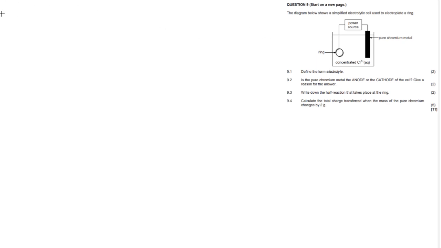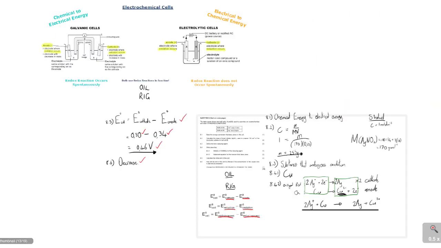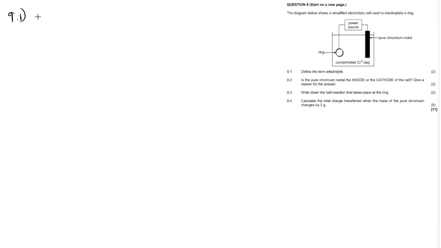So in here we've got question 9.1, define the term electrolyte. That's a very good one, because we have in each of these beakers, both galvanic and electrolytic cells, an electrolyte. Okay? And an electrolyte is a substance that, when it is dissolved, contains ions. So a substance in aqueous solution that contains ions.